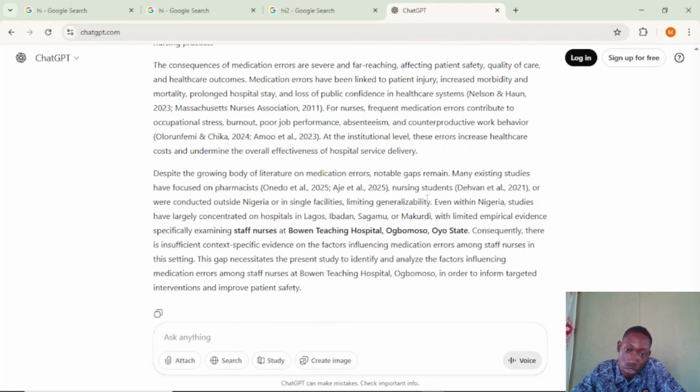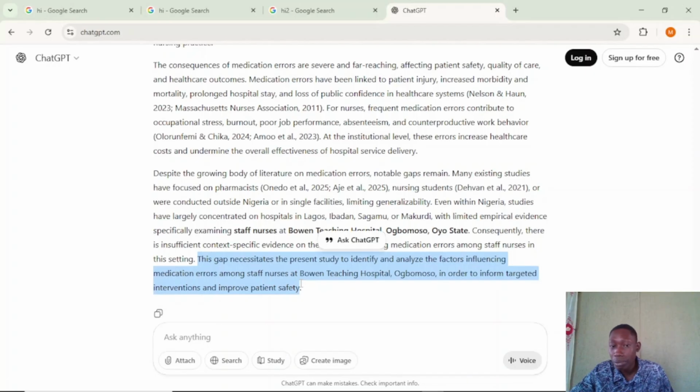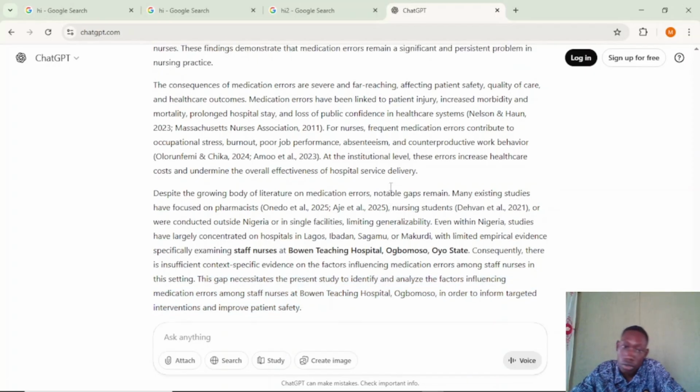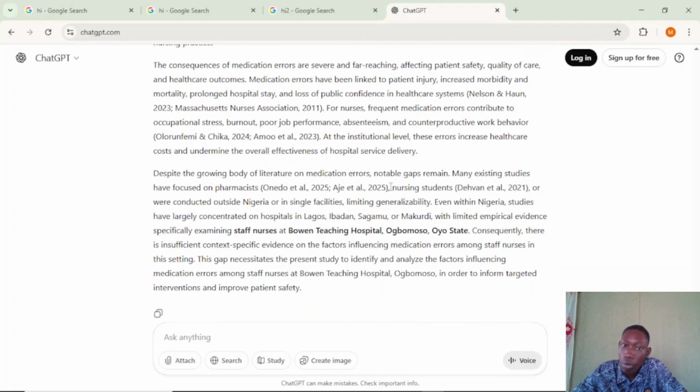Despite the growing body of literature, so this is now the gap. Many existing studies are focused on pharmacists, nursing students, or were conducted outside Nigeria or in single facilities, limiting generalizability. Even within Nigeria, studies have largely concentrated on hospitals in Lagos, Ibadan, Shagamu, or Makurdi, with limited empirical evidence specifically examining staff nurses at Bowen. Final line, these gaps necessitate a study to identify. So you are done with your statement of problem. But what you should do is humanize it. You can also still tell AI to humanize it for you.